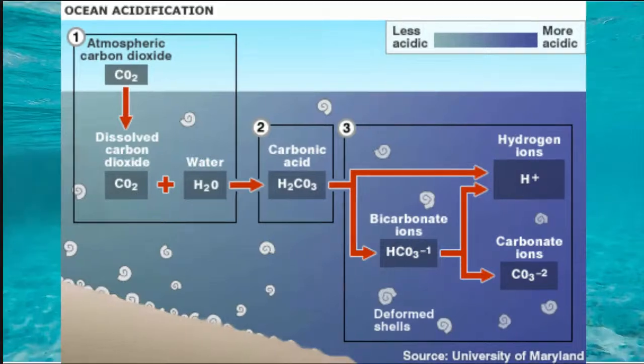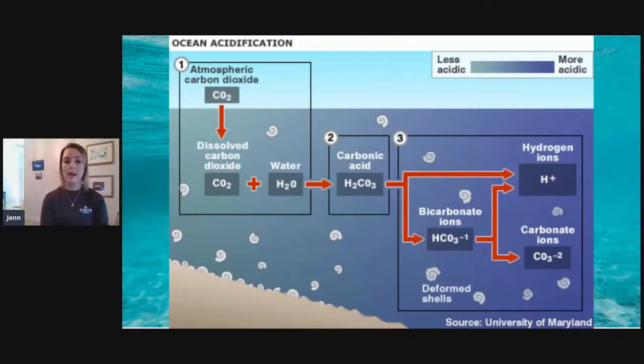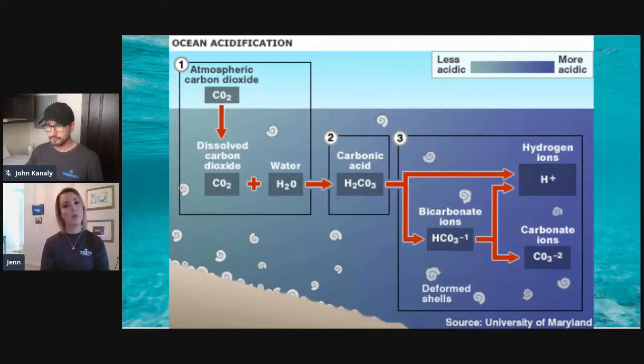Once it's in there, a couple of things happen. It can form bicarbonate ions, and organisms need calcium carbonate in order to build their shells. So at this point, it's starting to take away some of that calcium carbonate that allows organisms to build their shells. It's also going to split into hydrogen ions and carbonate ions. Now we have extra H+ ions in the water. As we talked about on the last slide, the more hydrogen ions you have, the more acidic it gets. So the more CO2 absorbs into the ocean, eventually you end up with an excess of those hydrogen ions, and our ocean becomes more acidic. You can click to the next slide.